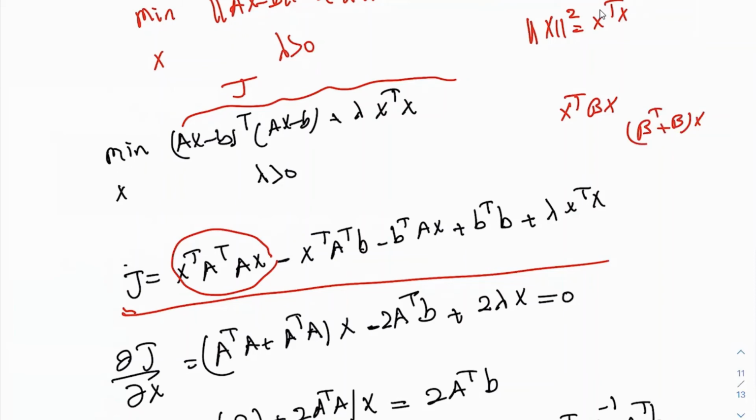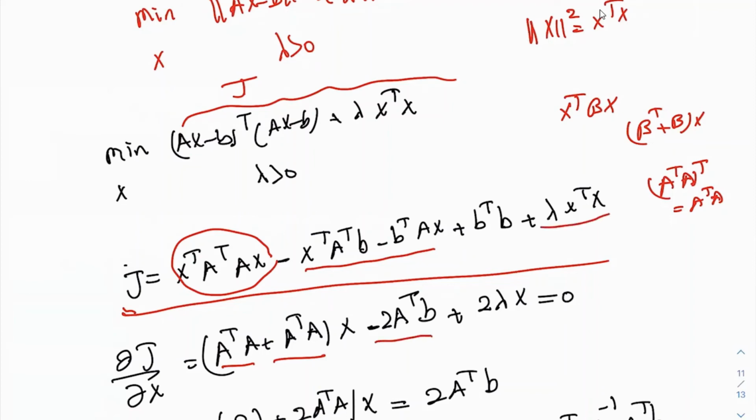But guess what? A transpose A is always symmetric, right? If you have an A transpose A and you transpose that, you always get itself. And that's why I get A transpose A plus A transpose A. From these two, when you take a derivative, they are the same, by the way, because the result is a scalar, right? So you can add them up. You get this negative 2A transpose B.